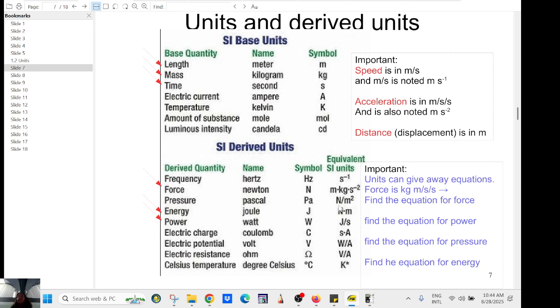So, Newton per unit area. Per unit area, because there is a slash. So, for example, the atmosphere pressure will be 15 pounds per square inch. So if you take a square inch and you measure the weight of the air just above it going to space, it's going to be 15 pounds.